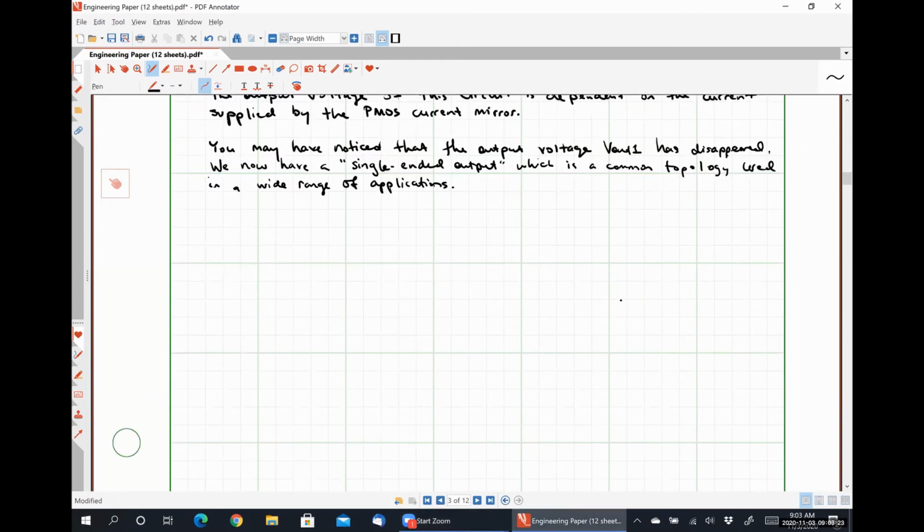So our small signal model on the output side kind of just looks like this, right? So we have VDD. Here's our PMOS transistor. We have this resistance RO4, which is due to channel length modulation. Here's our output voltage Vout.